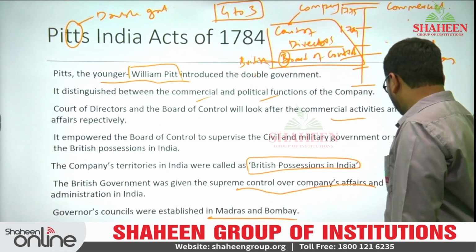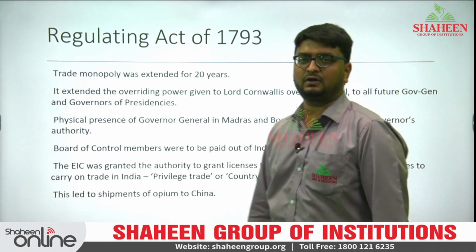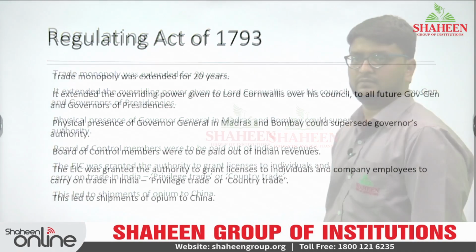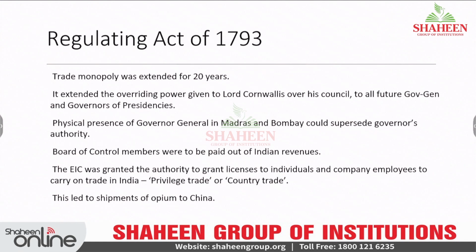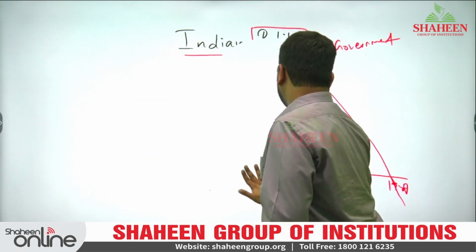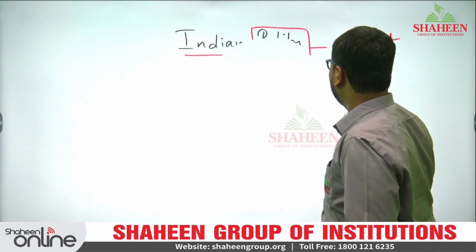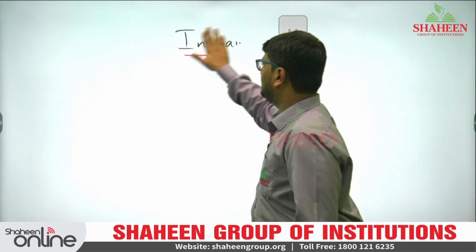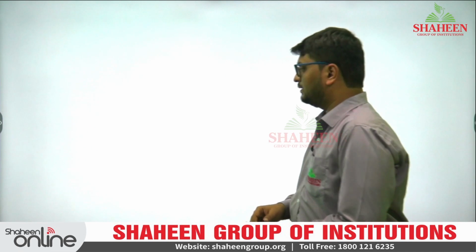Okay, so let us see the Regulating Act of 1793. What is happening here? The next act which comes here is the Regulating Act of 1793. So you can see the East India Company's Regulating Act, how it has the centralization impact it has.